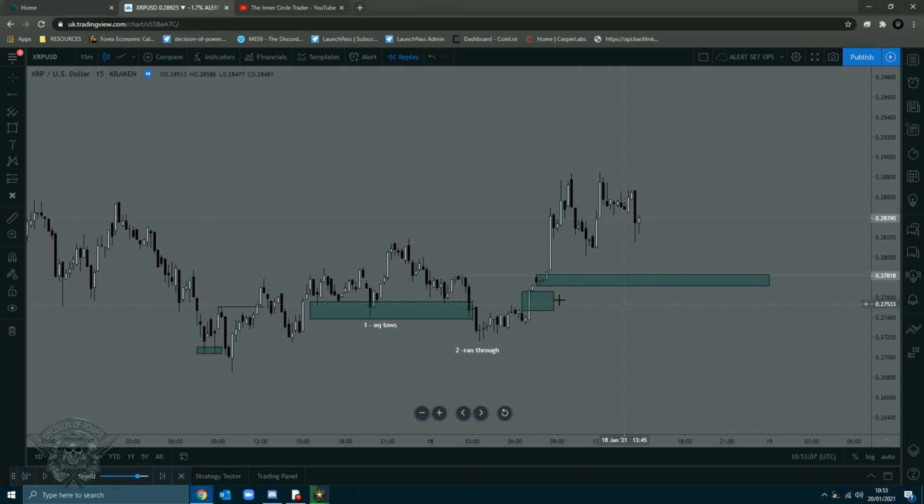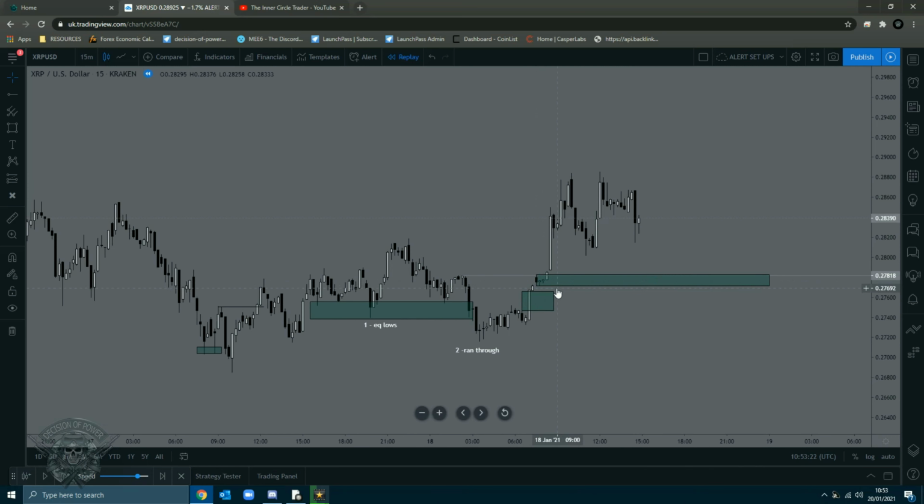Now my stop would go underneath this candle, a couple of pips underneath the candle. This is XRP USD as well, I forgot to mention, on a 15-minute chart. So this is just to prove that it does work in crypto as well as Forex. Alright, so that would be my first entry point.